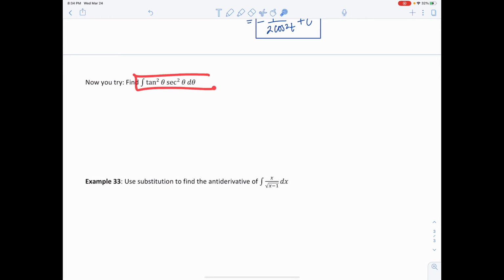All right, as always, take a moment and pause, see if you can find the antiderivative of this function. So you're trying to look for the inside function and checking that its derivative is part of the integrand.